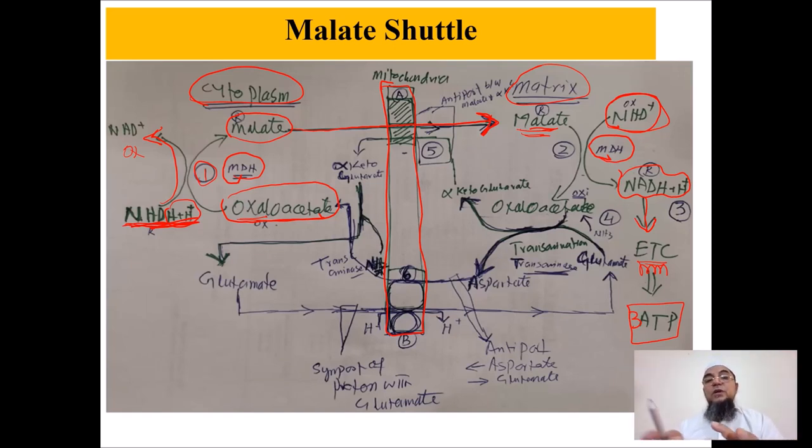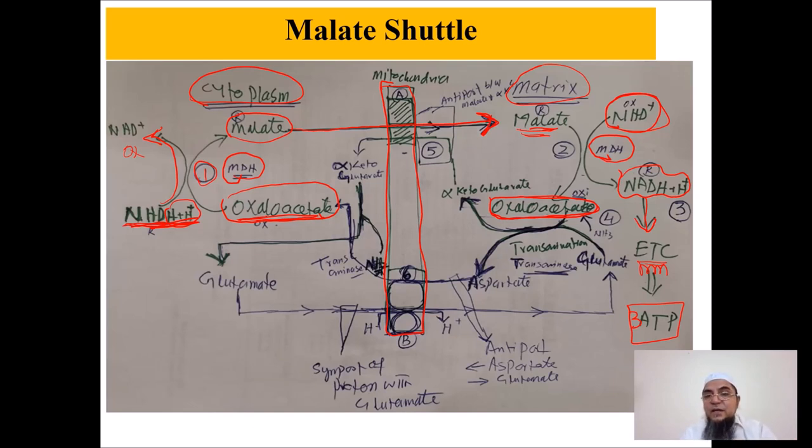But now we need to regenerate the process. We need to regenerate this oxaloacetate because we need the process to continue. So what will happen now? Once the malate gives 2-hydrogen to this NAD and converts into NADH2, this process is done. This malate will convert into oxaloacetate. Now the issue is that this oxaloacetate cannot cross this mitochondrial membrane directly, cannot come back. So now here we need to do some tricks.